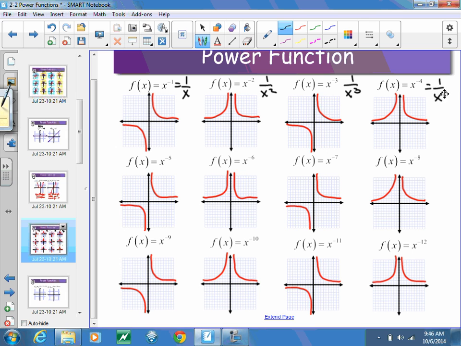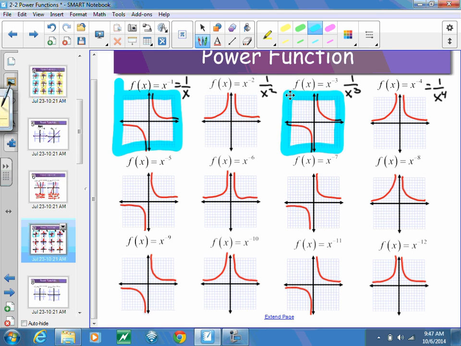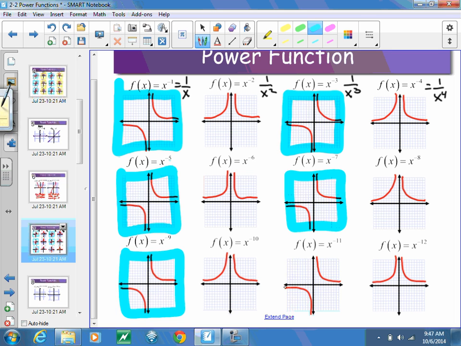Now you'll notice that when we were talking about the inverse function, we talked about having these two branches, and we looked at this function here of 1 over x, and we had these what we call branches in the first and the third quadrant. Well, this continues on as I work with negative 3, negative 5, negative 7, negative 9, and negative 11. And again, if I were to continue on to negative 13, you would again see a branch in the first and the third quadrant.